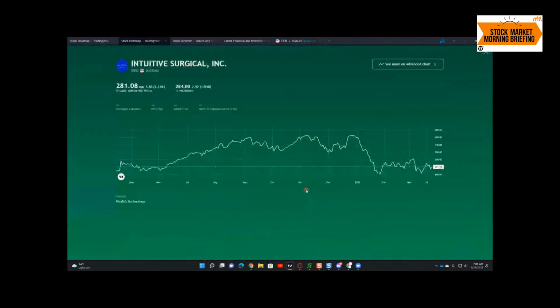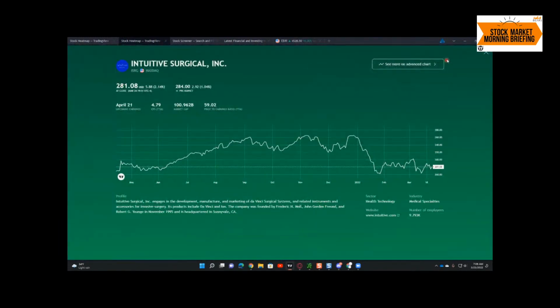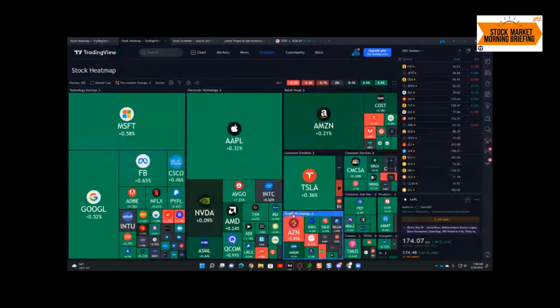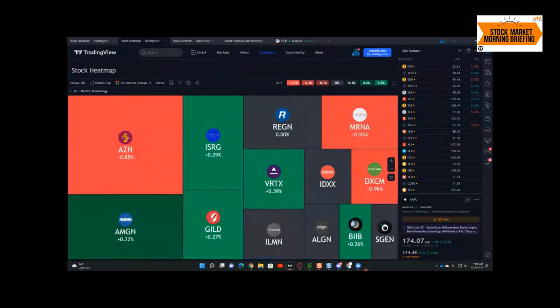And the other one is health technology. That's not what I wanted. Kind of flat in there and negative in there, right?